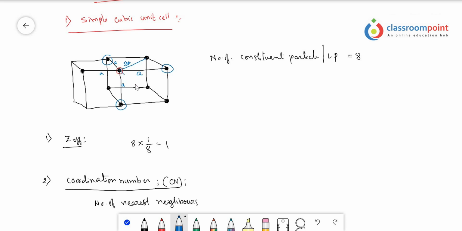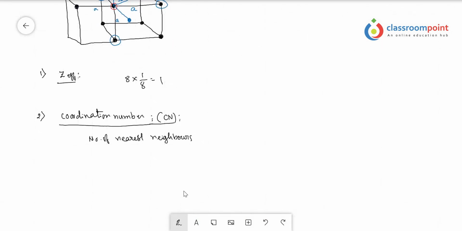And if you take one more from the front face, here you will get one more. This is the bottom one. Similarly, on top also you will get one more. So totally, this particular unit cell is in touch with how many? 1, 2, 3, 4, 5, 6 unit cells, meaning 6 atoms are in touch with this particular unit cell. Hence the number of nearest neighbors, meaning the coordination number, in the simple cubic is equal to 6.